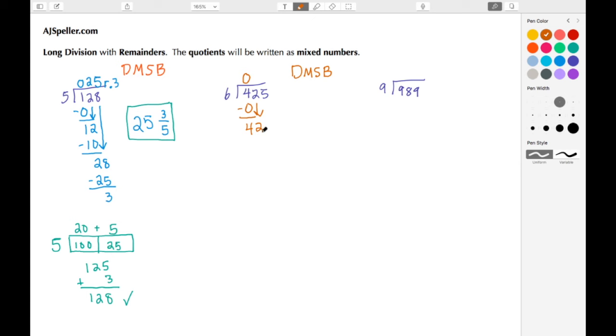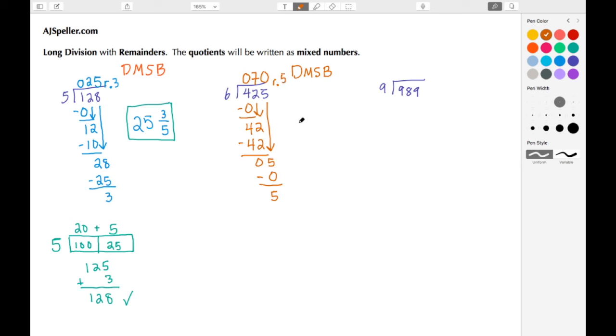How many times can 6 go into 42? Well, it can go 7 whole times. 7 times 6 gives us 42. We subtract to get a 0. And then we bring down the 5. We want to know how many times 6 can go into 5. It can't, so we place a 0 in that spot. Then we multiply 0 times 6 to give me 0. We subtract 5 minus 0 to give me 5. So we see that our remainder is 5.